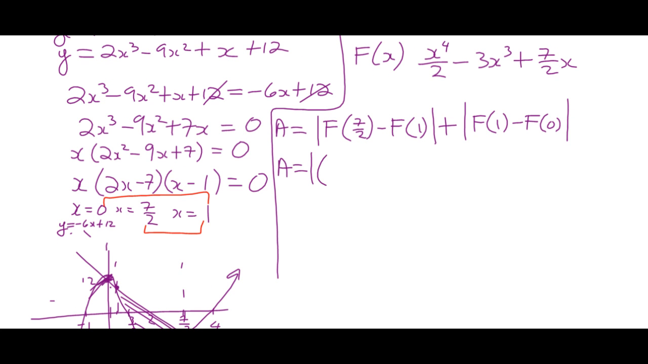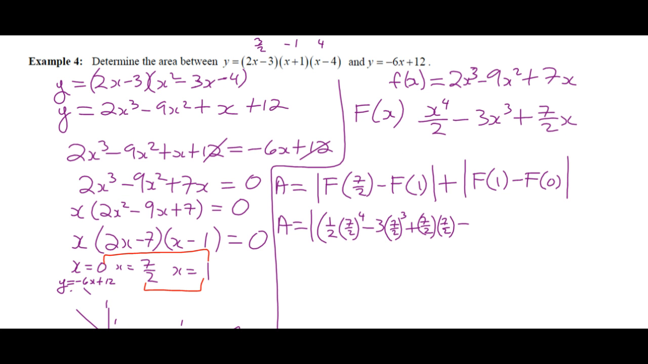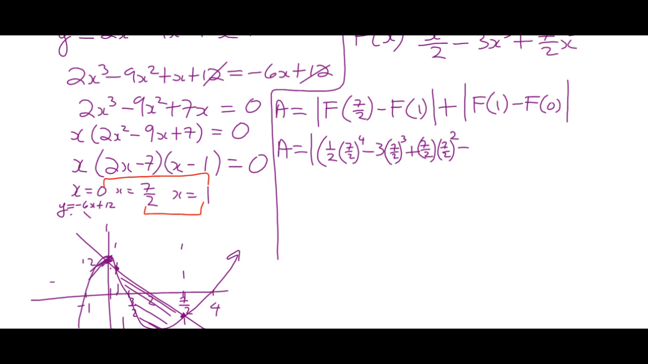Okay, so all we do is start plugging in, right? So we've got 7/2. So I'm going to take that 2 and just go 1/2 times 7/2 to the 4th minus 3 times 7/2 cubed plus 7/2 times 7 halves. That should be squared. Squared. See how easy it is? Just one little thing. All right, I'm just going to do it off the piece of paper where I actually wrote it down correctly.